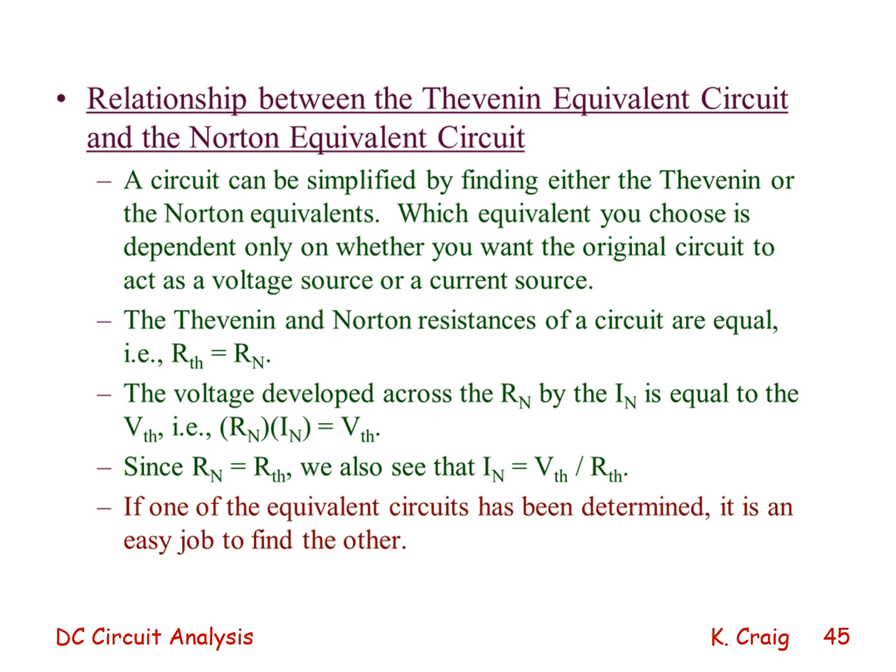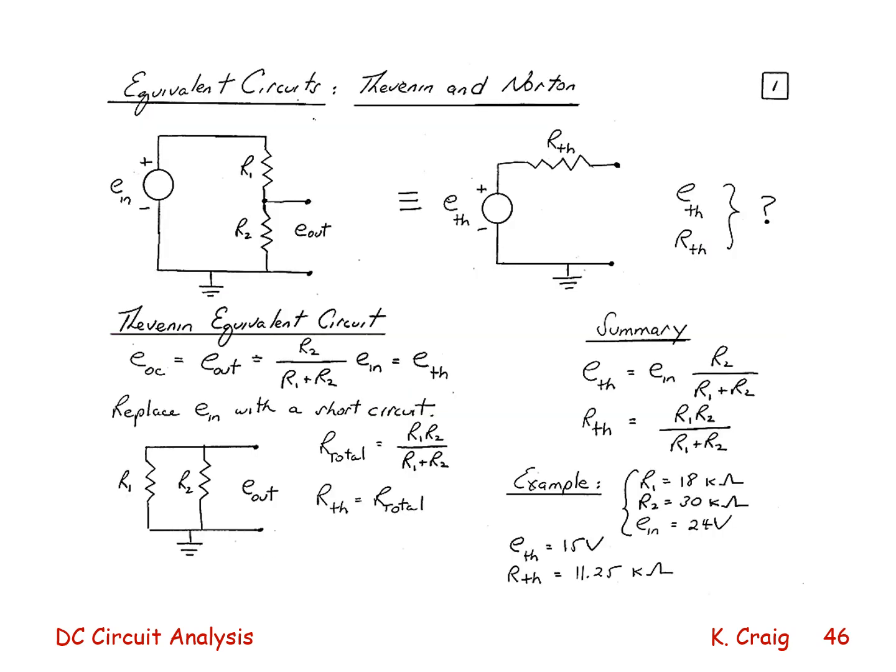Since R Norton equals R Thevenin, we also see that I Norton equals V Thevenin divided by R Thevenin. So if one of the equivalent circuits has been determined, it is an easy job to find the other. I've included here now 4 pages of very simple examples to show the importance of the Thevenin equivalent circuit and the Norton equivalent circuit, and also the relationship between the two.